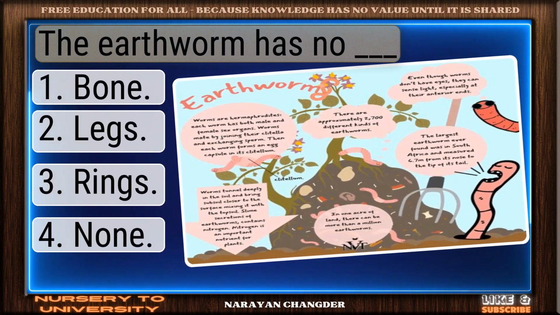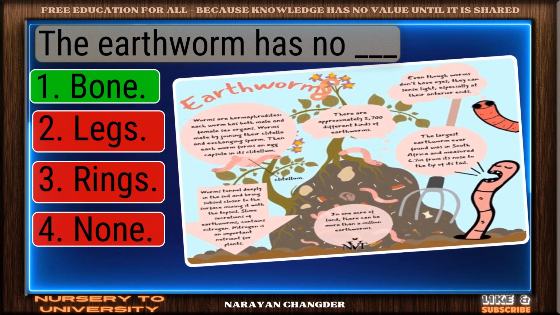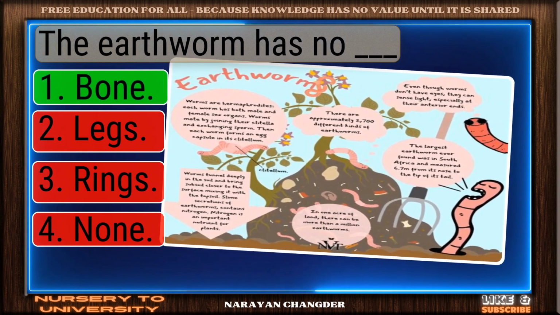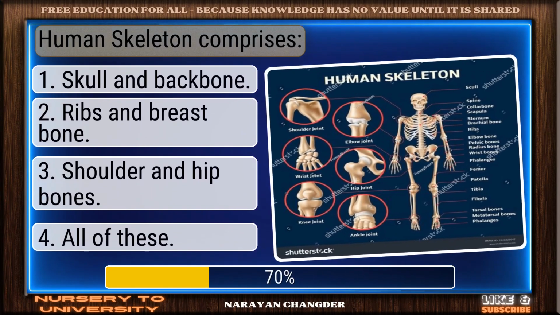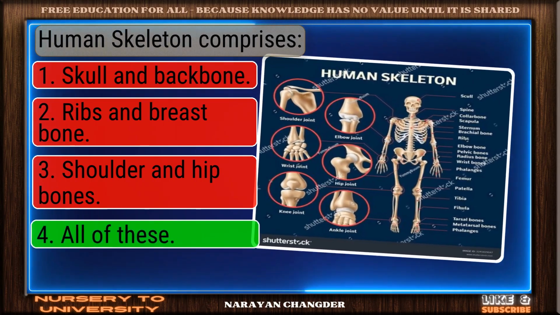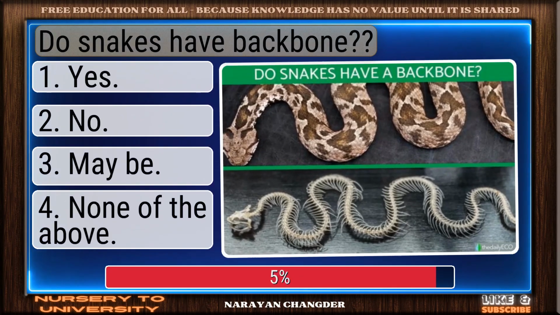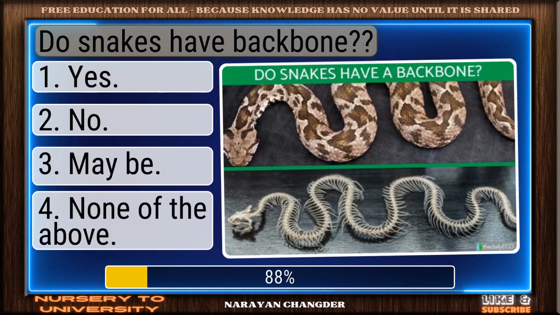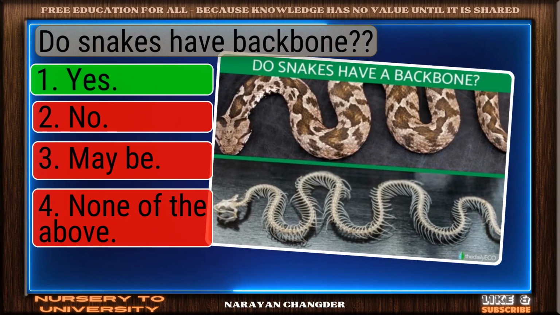The earthworm has no dash. Good job. Your answer, bone, works well here. Human skeleton comprises. Well done. All of these is the right choice. Do snakes have backbone? Nice work. You chose yes, and it is correct.